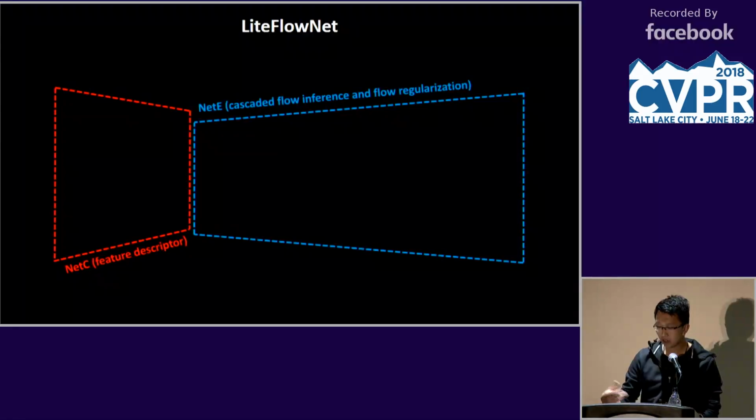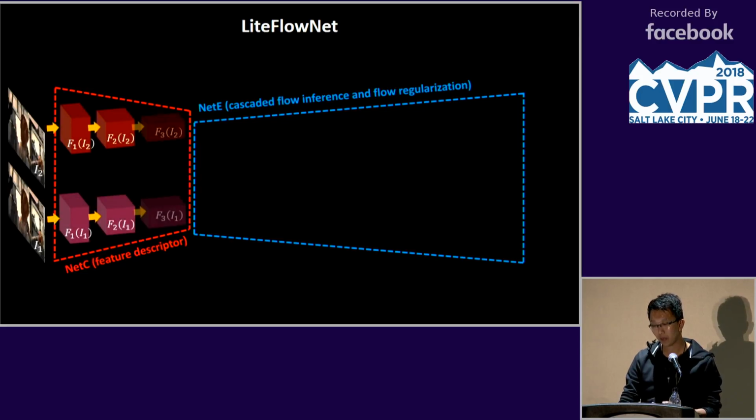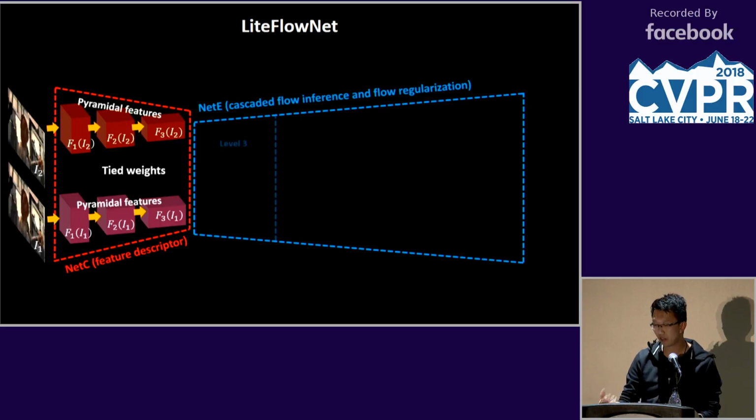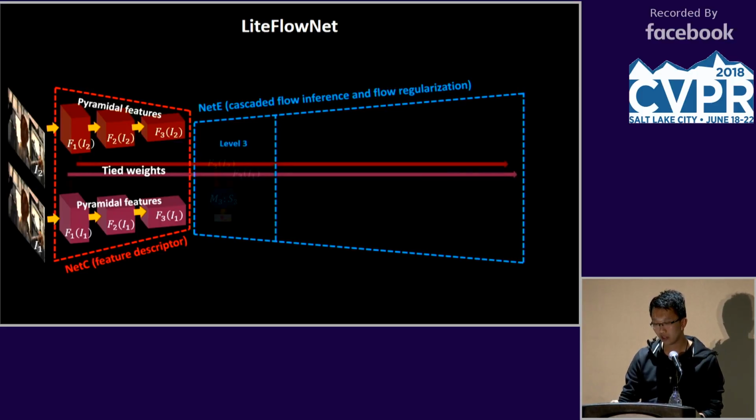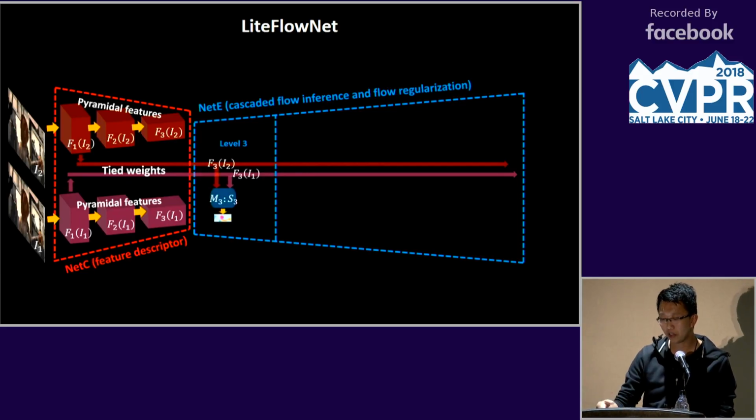So LightFlowNet is composed of two subnetworks. NetC, the one on the left, acts as a feature extractor, and NetE, the one on the right, is specialized for optical flow estimation. Given an image pair, NetC transforms each image into a pyramid of multi-scale high-dimensional features, and NetE is designed to infer multi-scale flow fields from the features. So this design uses a lighter network compared to FlowNet 2.